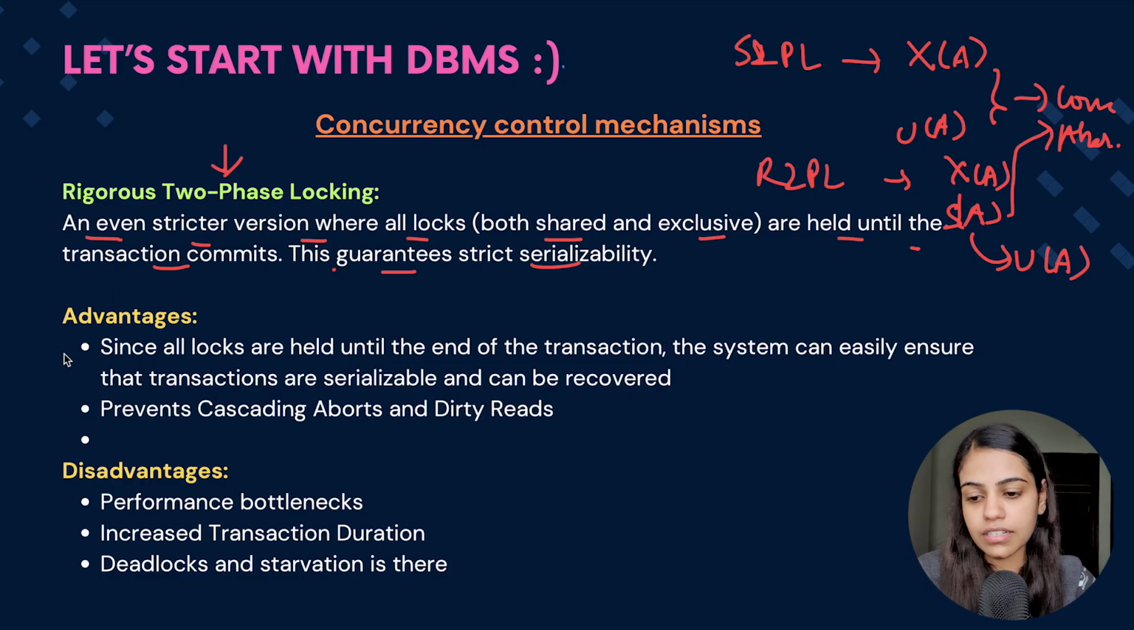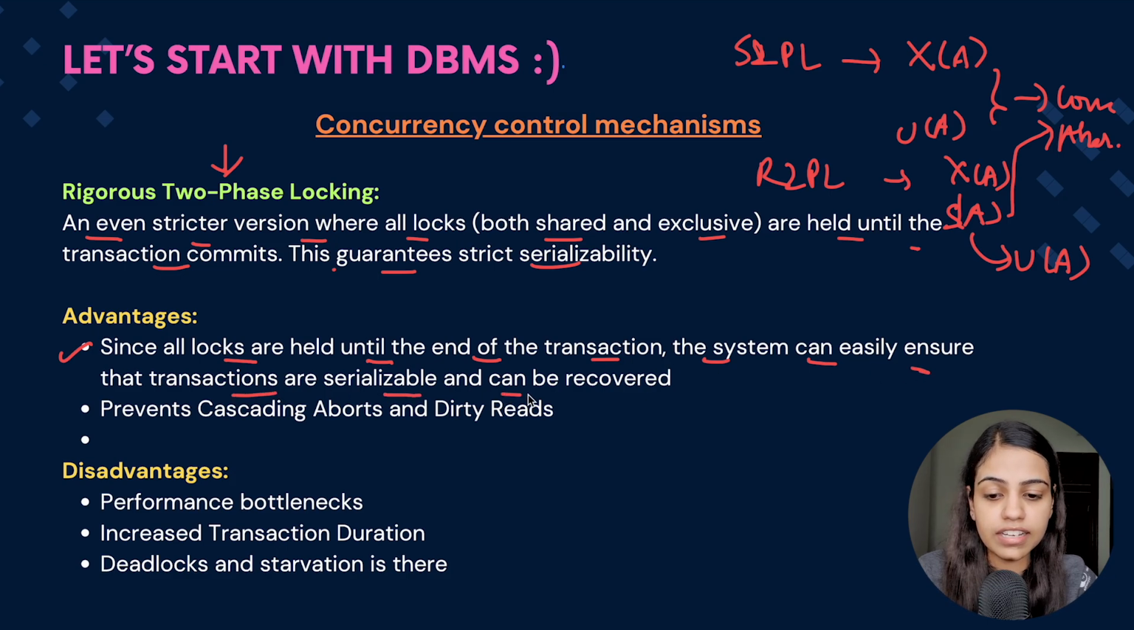Now what are the advantages? Since all the locks are held until the end of the transaction, the system can easily ensure that the transactions are serialized and can be recovered. Since locks are held in both exclusive as well as shared mode, there is a guarantee of serializability as well as recoverability. Now it prevents cascading aborts and dirty reads.